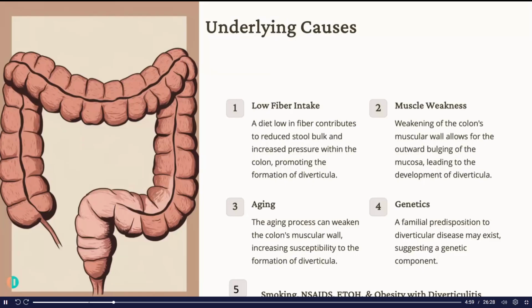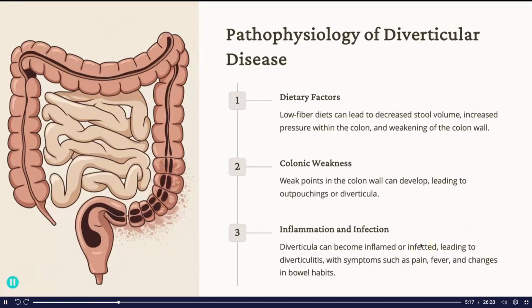Okay, and then as far as the NSAIDs, when you have these diverticulum that are inflamed, that can create problems with GI bleeding related to the diverticulitis. And again, that low fiber diet can lead to decreased stool volume and increased pressure in the colon wall.